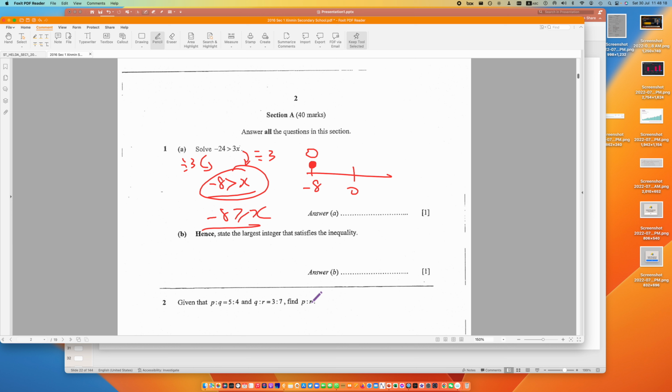This one is x smaller or bigger than negative 8. How do you read this one? X is bigger or smaller than negative 8? Smaller. Point to left or point to right? Left. For this one, it's a hollow one. For this one, because there's an equal sign, it's a solid one. That's how you represent. Both.